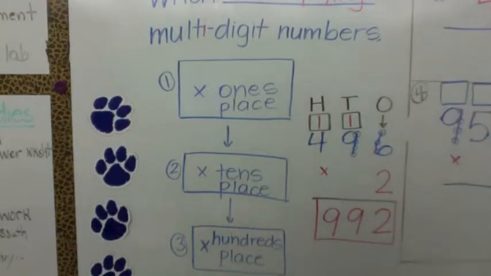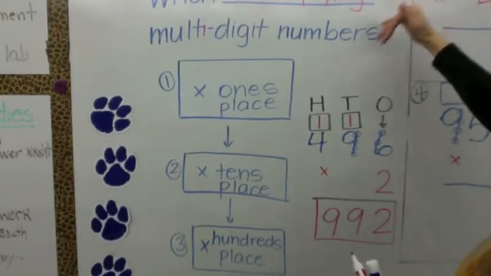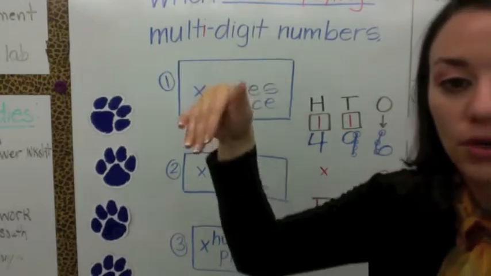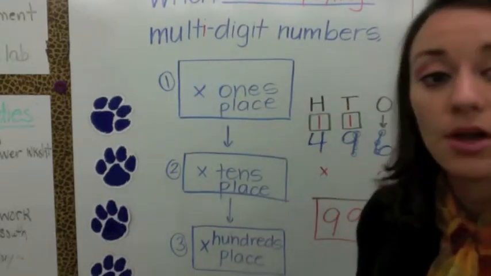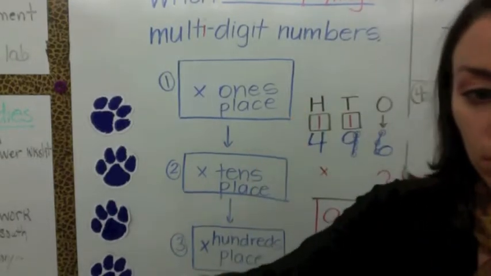So what you're going to notice with multiplication is that these boxes mean that you have to carry over, okay? So if there's a box there, that means that you're carrying over, and another word for carrying over is regrouping. What is it? Very good.